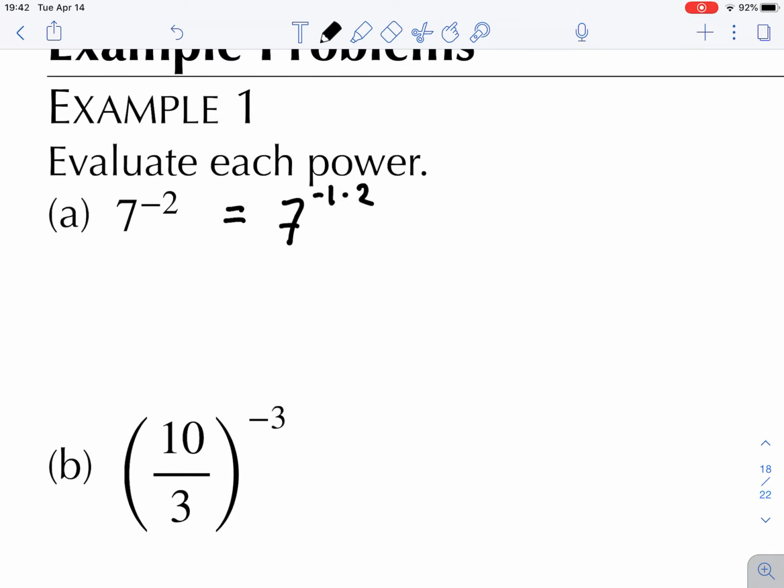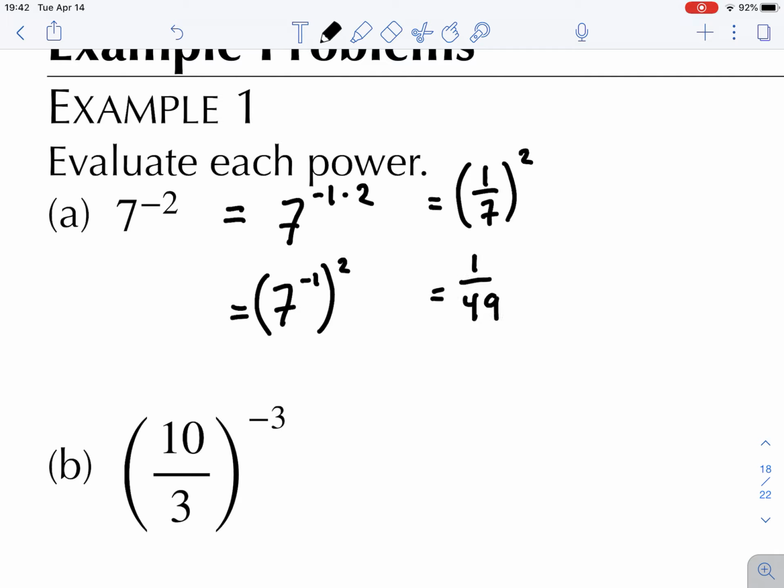This equals 7 to the power of minus 1 times 2. Now I can rewrite this as 7 to the power of minus 1 squared. Now, 7 to the power of minus 1 is just going to be 1 over 7. And then we square that. When we square that, we square the numerator to get 1. We square the denominator to get 49. We get 1 over 49.